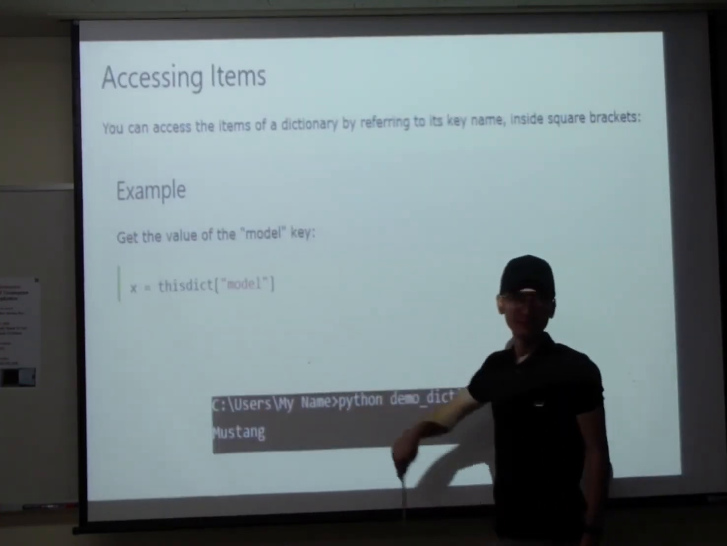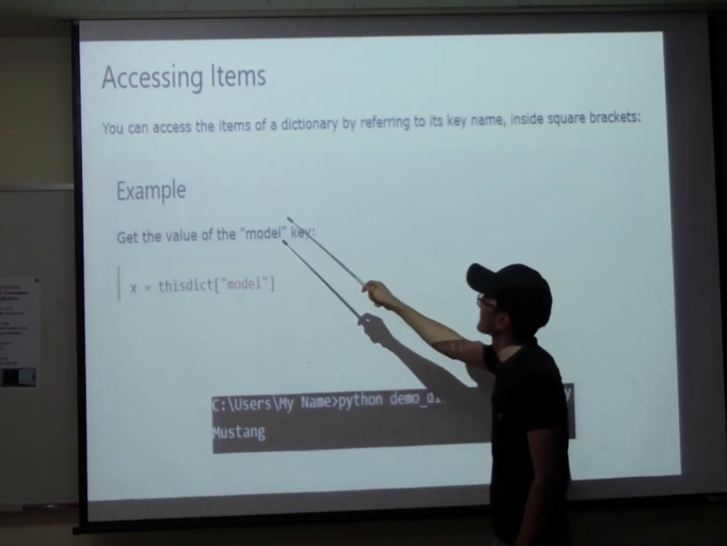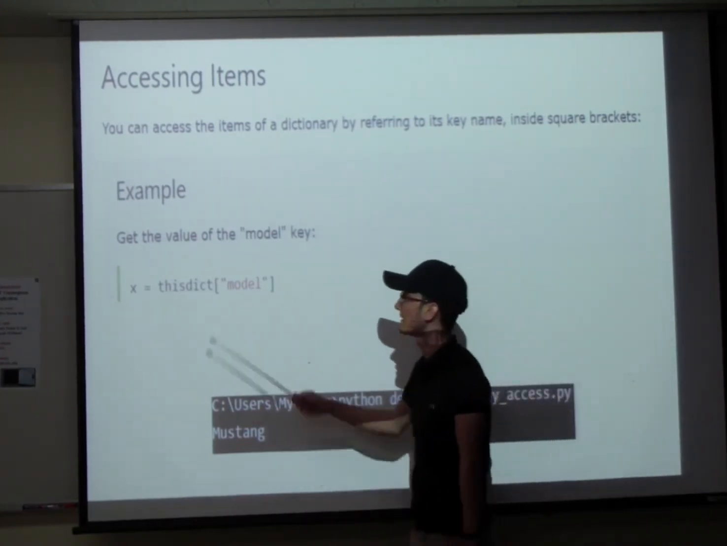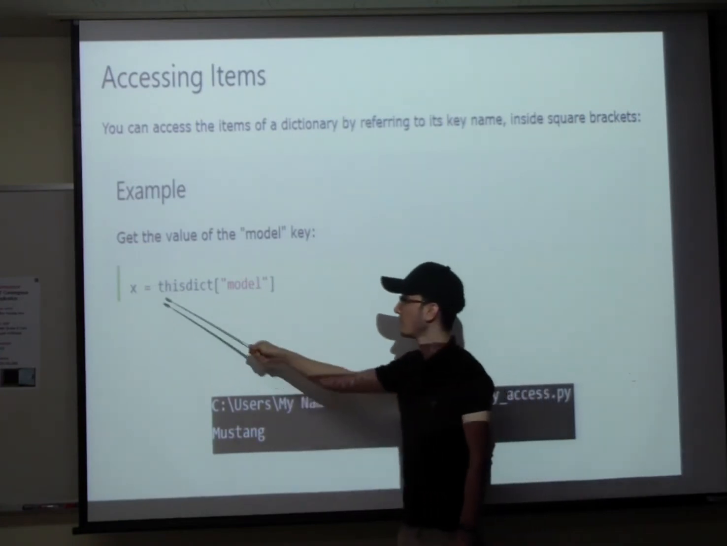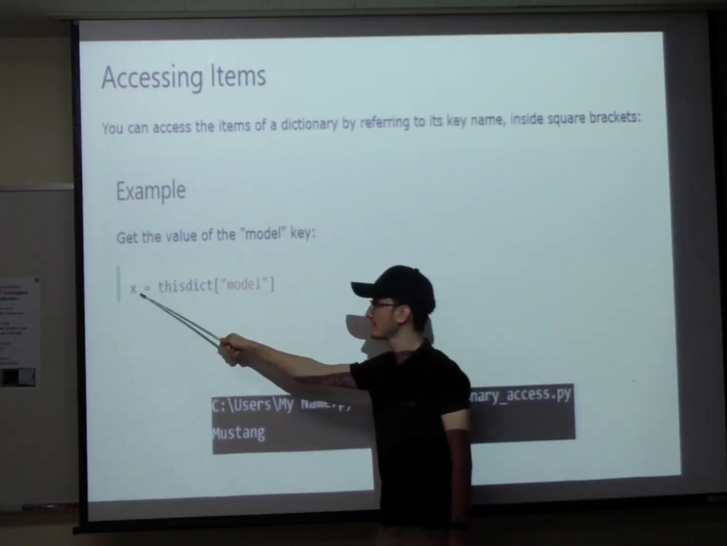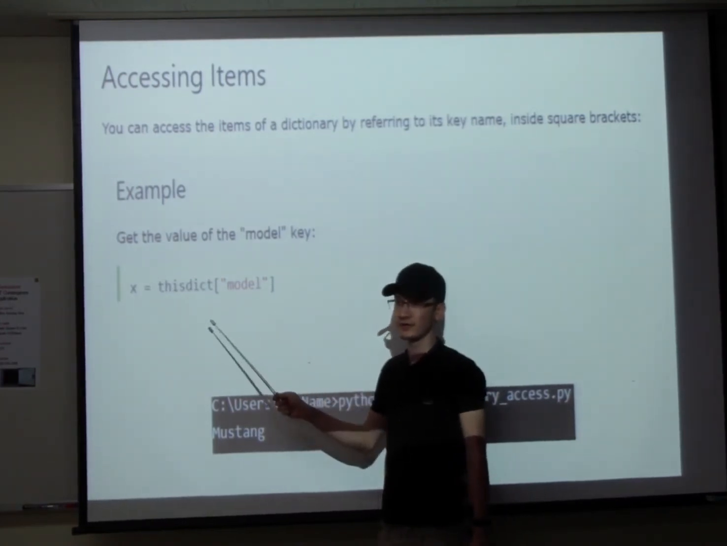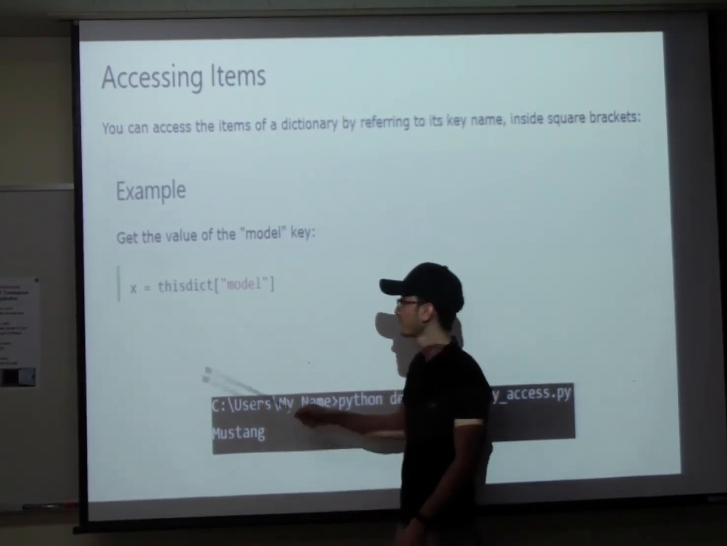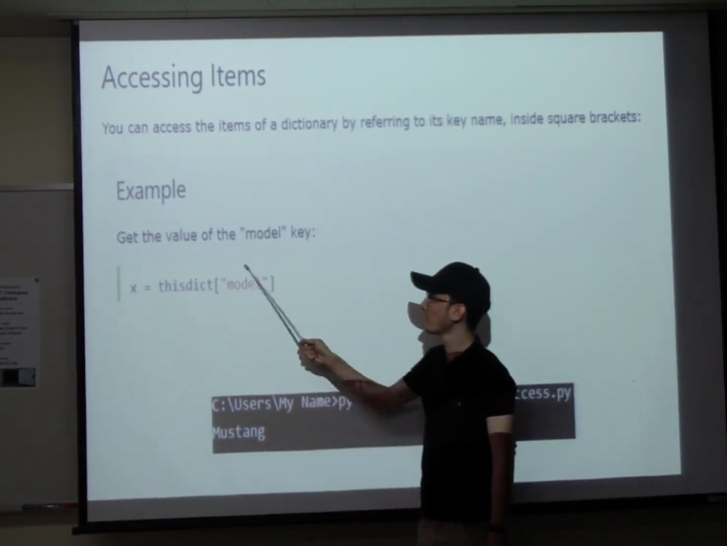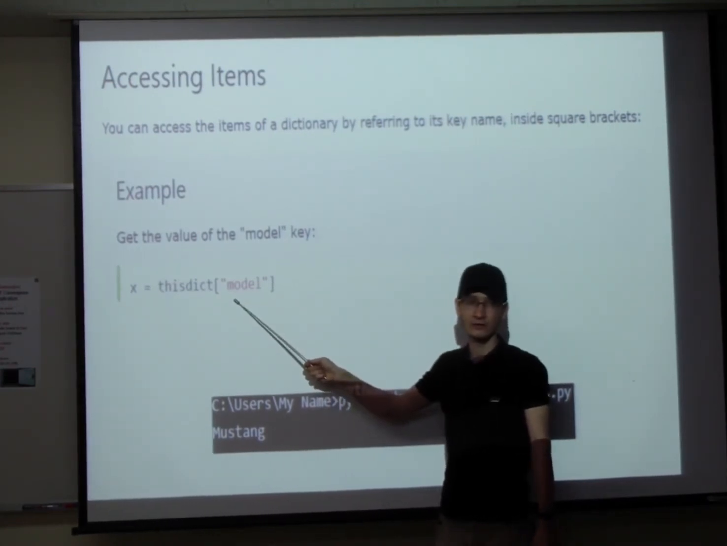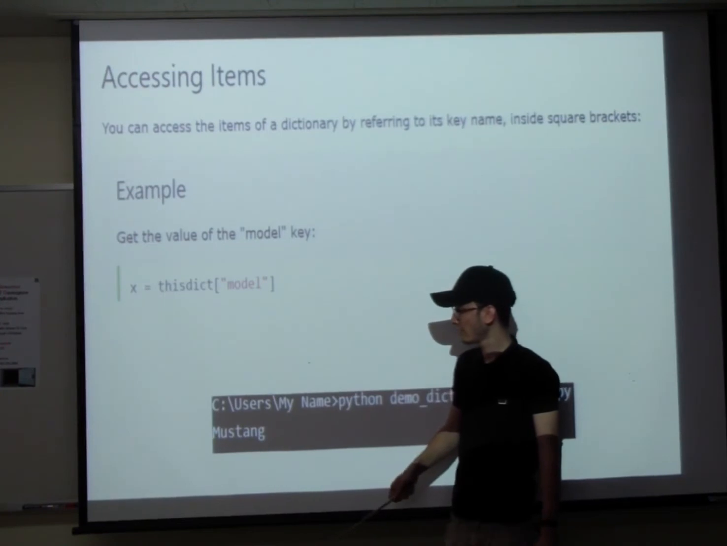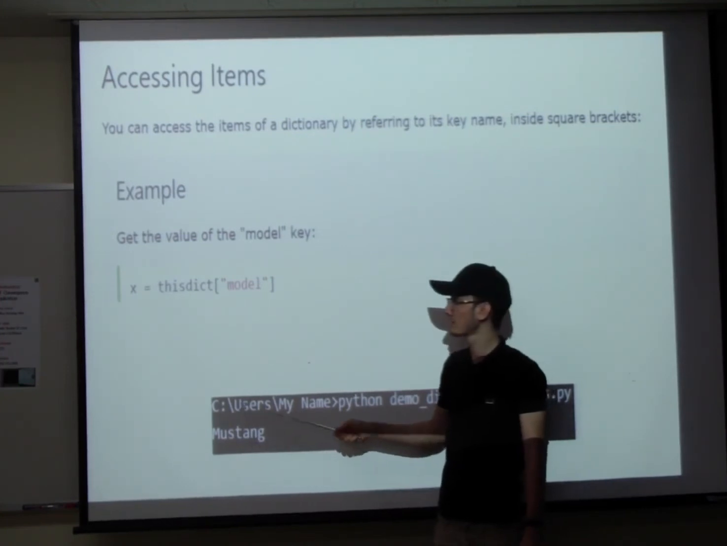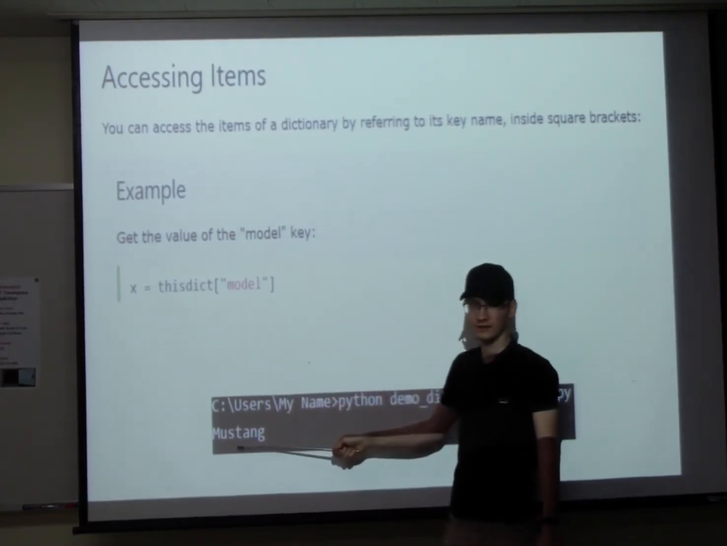Accessing items. So in the dictionary you can access items as well. You can access the items of a dictionary by referring to its key name inside square brackets. For example, get the value of the model key. So we created an x variable and this is equal to what? The dictionary. We have this dictionary, yeah? You created just now. So now we are calling the key. This is the keyword model. So in our result we have Mustang, because for this key our value is Mustang.